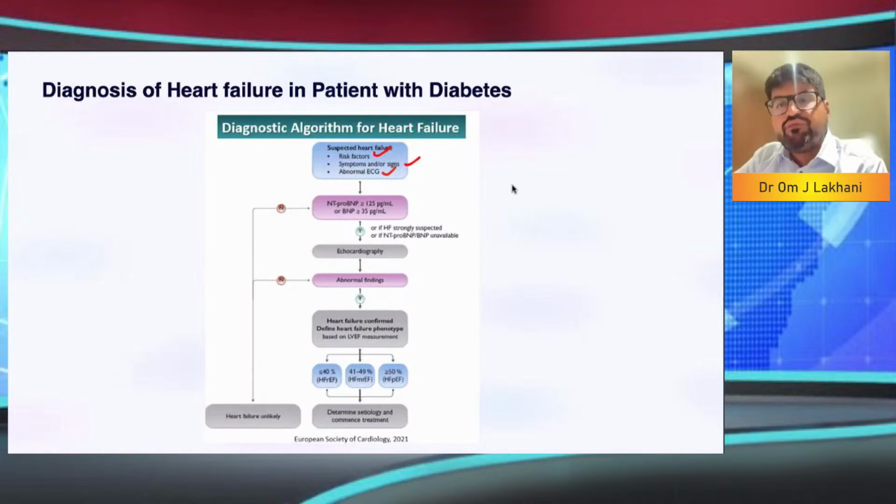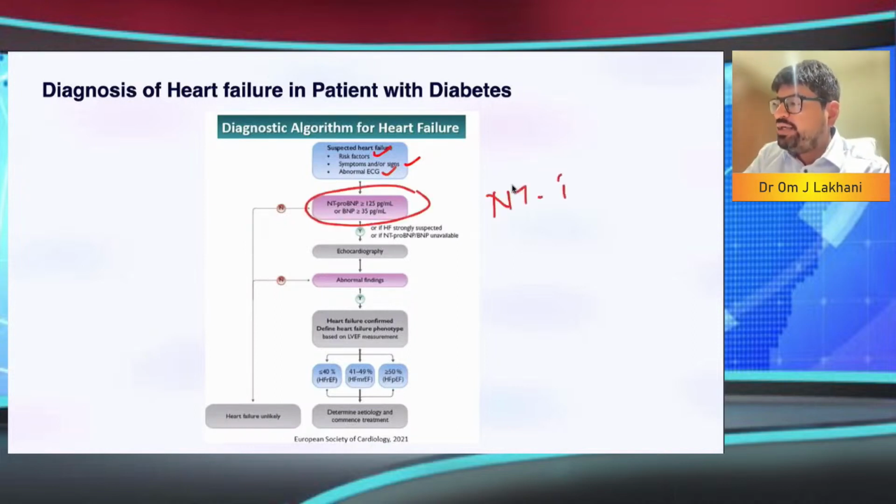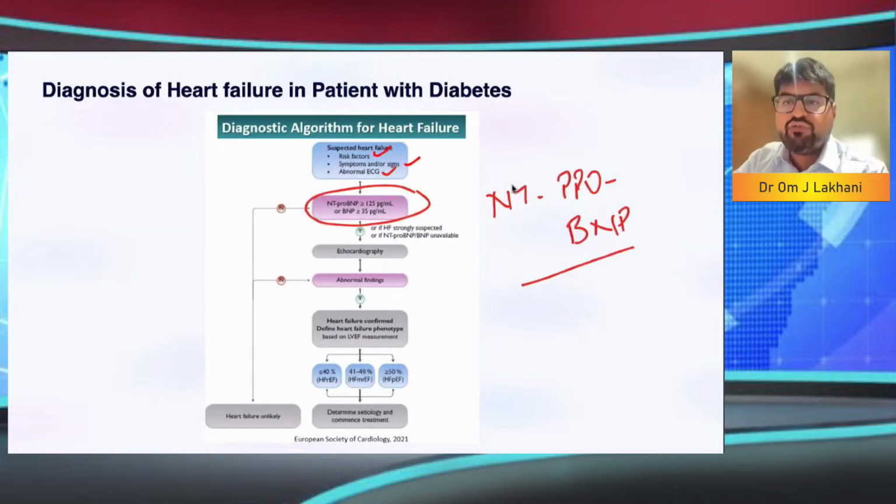Now, an important new development towards a diagnosis of heart failure is a very important biomarker called the NT-proBNP. Right? So NT-proBNP is a useful biomarker in your patients, and could be a good test to screen your patients for heart failure. So especially your diabetic patients where you're suspecting heart failure, NT-proBNP is a useful test.